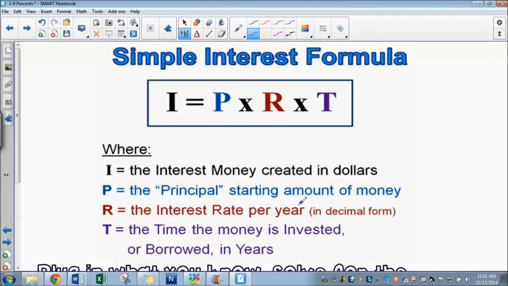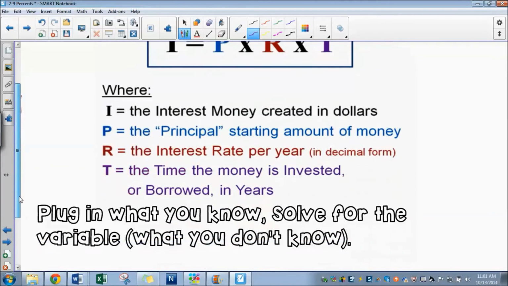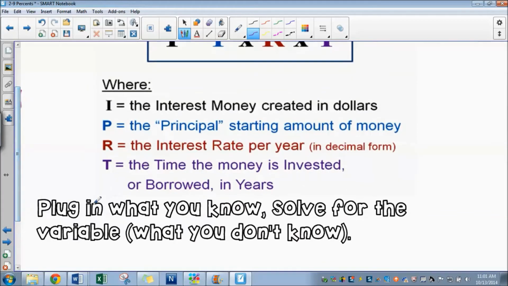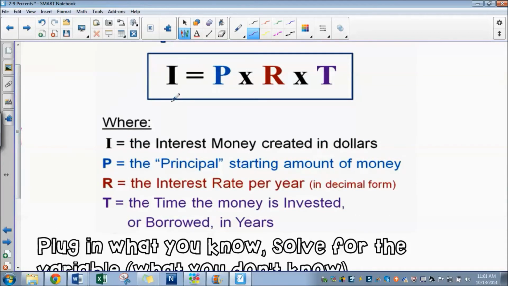R is the rate. This is the interest rate per year, a 6% charge that might have been it, and this is going to be in decimal form. T is the time the money is invested or borrowed, and that's going to be in years. So if it was invested for 6 months, that number there is going to be 0.5 because it's half of a year. So in order to solve things like this, you're going to plug in what you know, solve for the variable, which is what you don't know, because it's not always going to be the interest that you don't know. It might be the time that you don't know. So you plug those values into the equation, then solve for the part that you don't know.